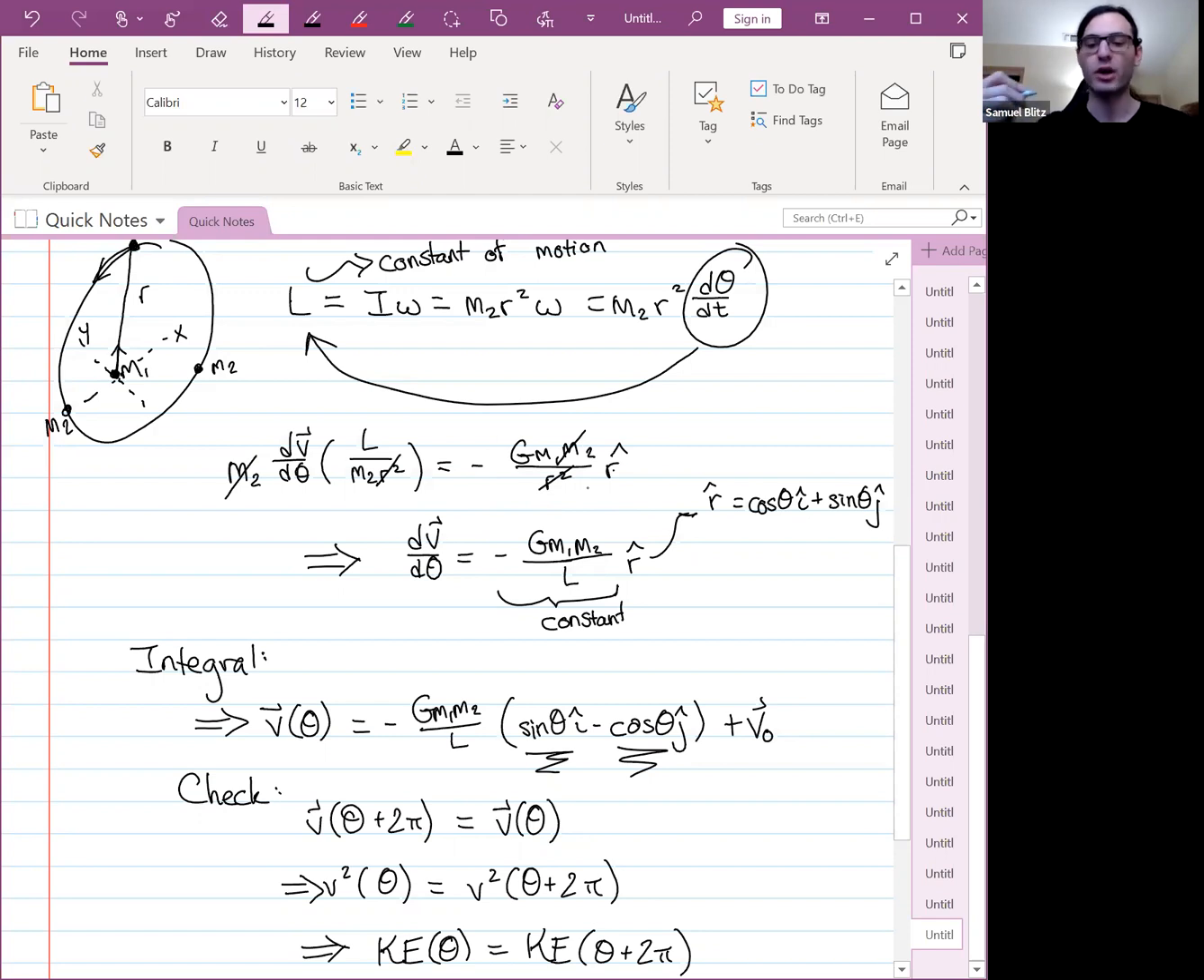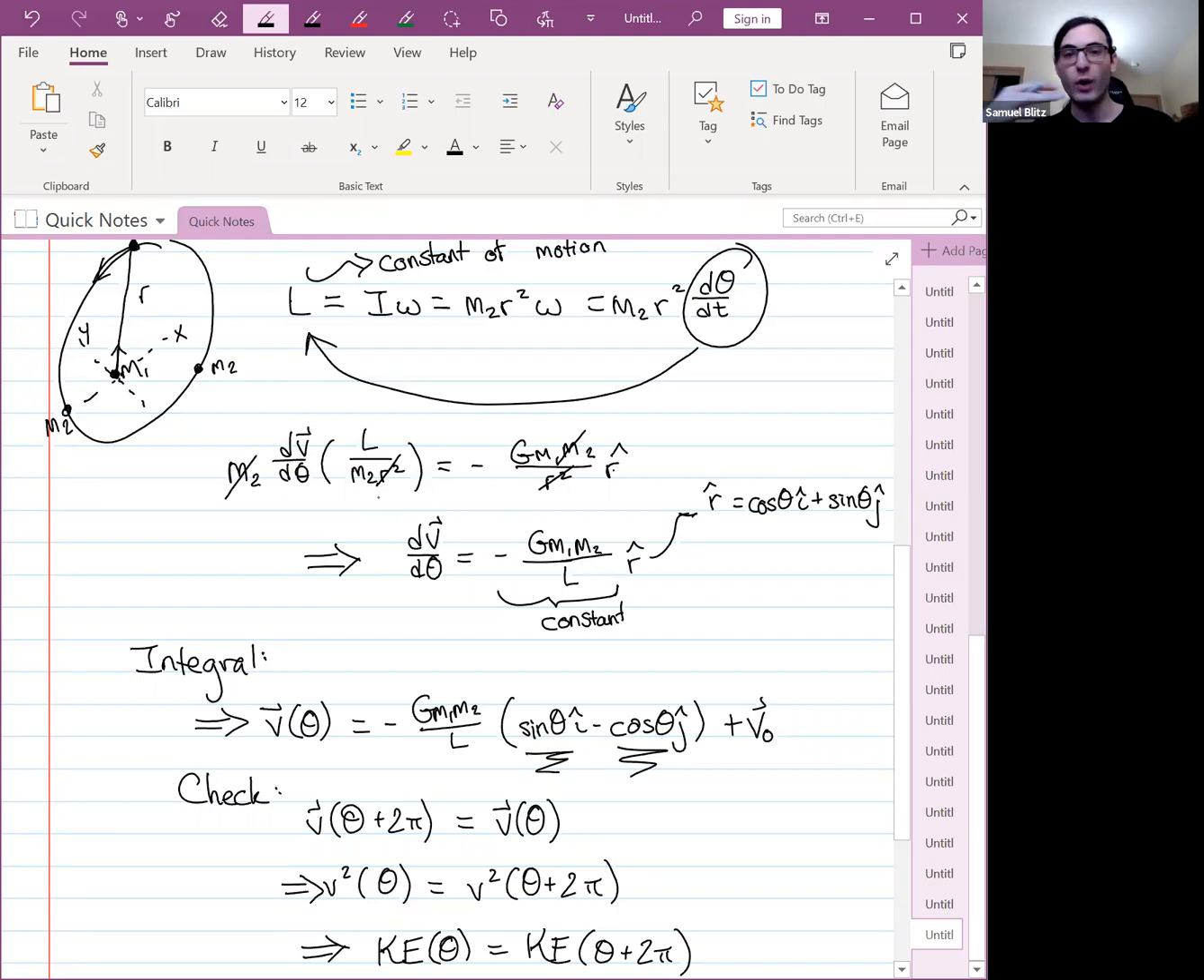Well, if it went as 1 over r cubed, then these wouldn't have canceled. And if those hadn't canceled, then we would have been left with, say, an r down here. And then we wouldn't have been able to do this integral, and we would not have necessarily gotten a closed orbit. So it's very special that we have closed orbits, because it didn't have to be that way.